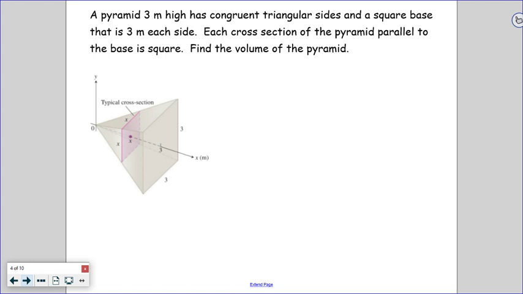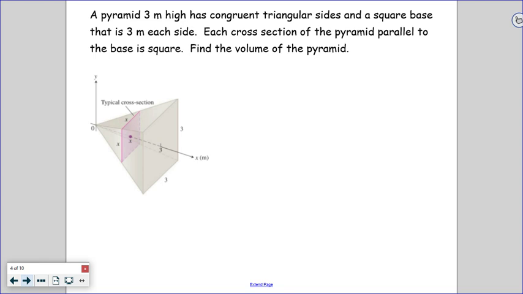Okay, so here is an example. A pyramid that is 3 meters high has congruent triangular sides and a square base that is 3 meters on each side. Each cross section, and that's going to become very important to us over all of these problems, is what's the shape of the cross section? Each cross section of the pyramid is parallel to the base and is square. Find the volume of the pyramid.